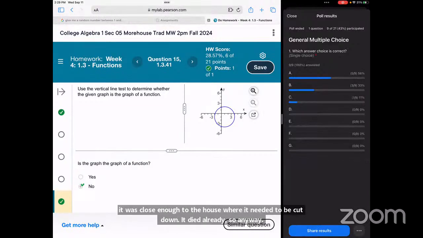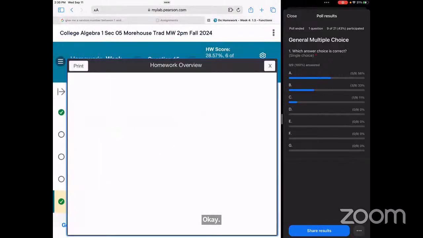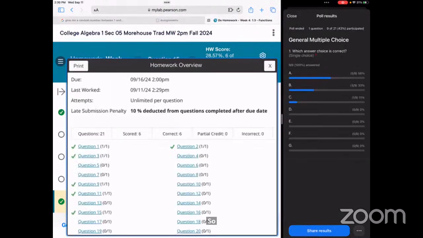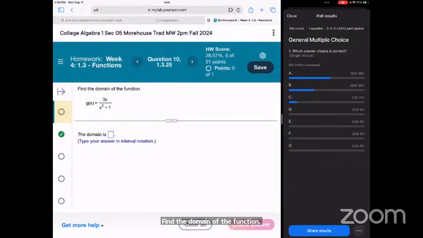Okay, let's do some more. Generate. Question 10. So again, that last one was an example of something that would fail the vertical line test. Find the domain of the function. I'll give you a little bit of time.